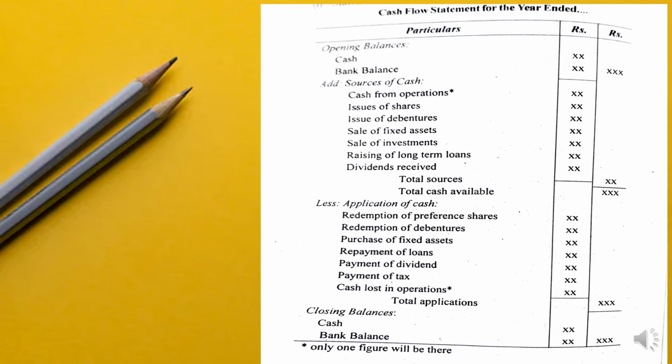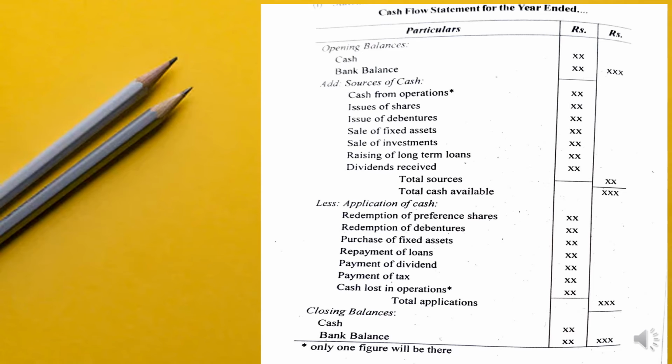Particulars, rupees, two columns we have. One is the inner column and the second one is the outer column. Under that we have opening balance. Opening balance, as we saw already, is cash and bank balance. With that you have to add the sources of cash. So these are the various items of sources of cash which you have to find out, and then after adding all the sources of cash to the cash and bank balance, you will get the total sources, and you will write the total cash available in the outer column.